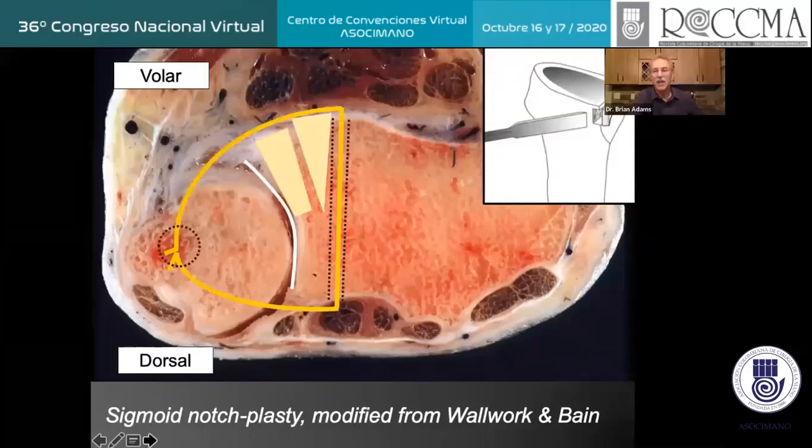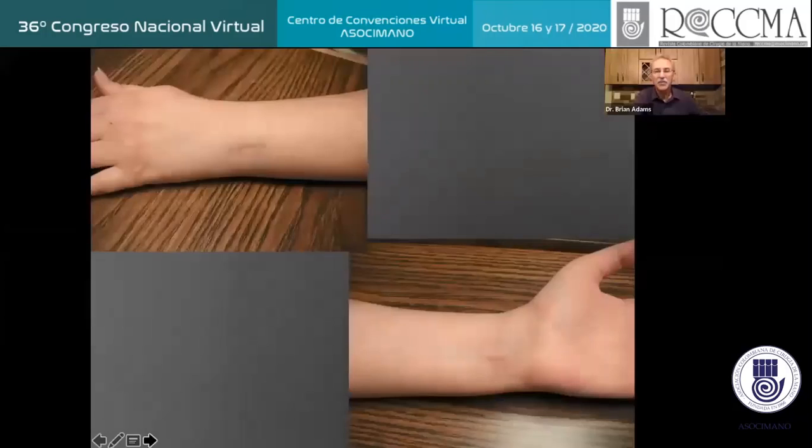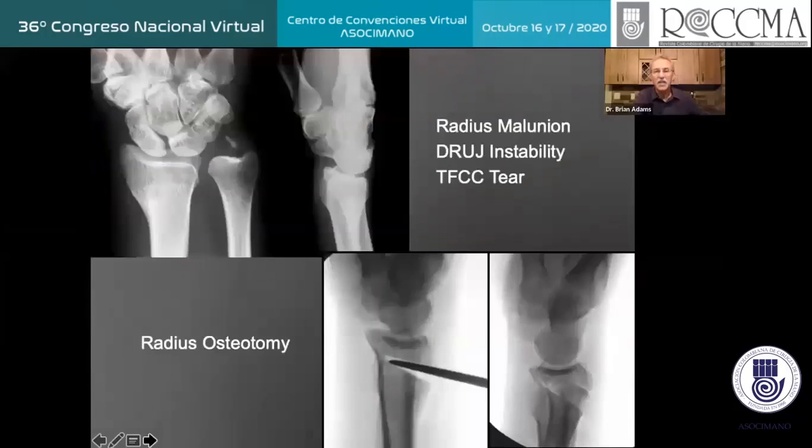It can even be combined with a ligament reconstruction, which captures the graft and holds the graft in place. Here you can see such a case in which a ligament reconstruction and a notchplasty have been performed that restored a DRUJ instability. And it can be done through a fairly small incision. Here's one of my very first cases in my first publication on the technique.